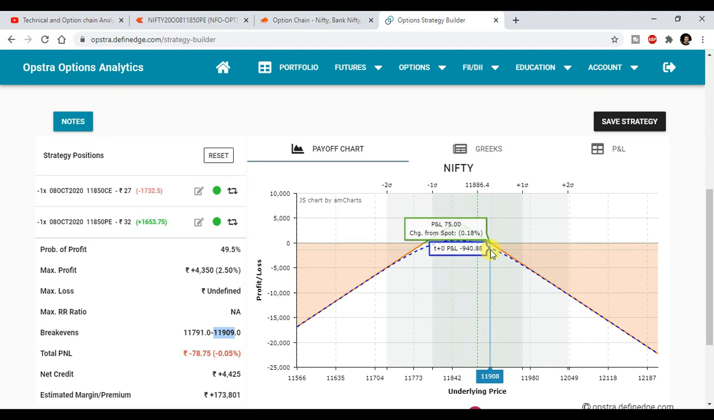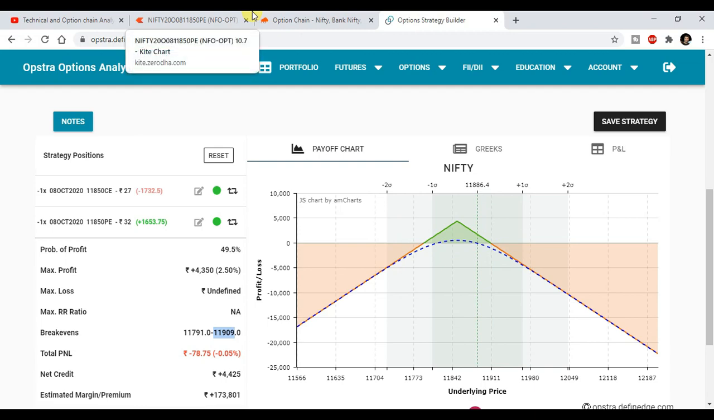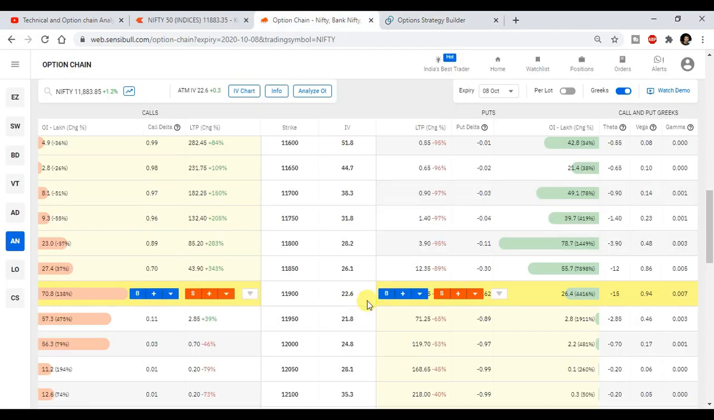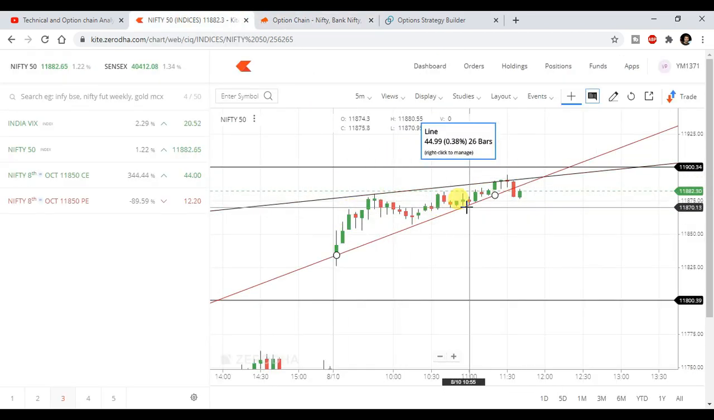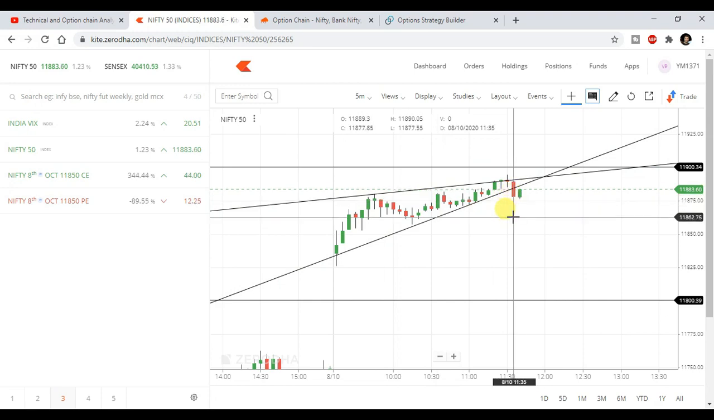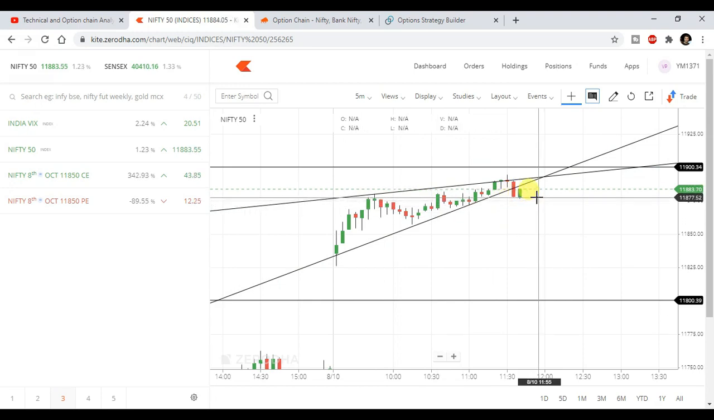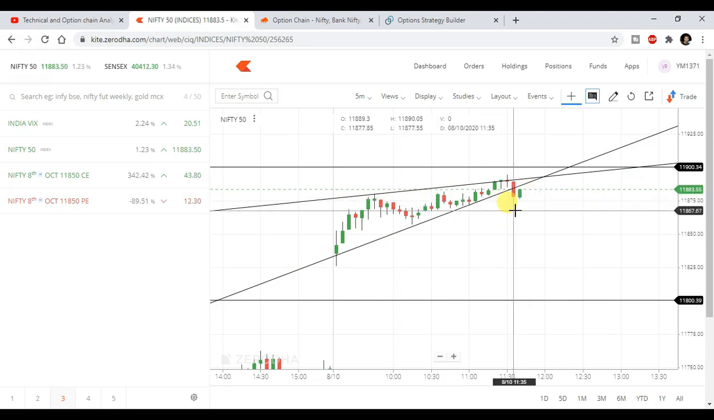If it breaks 11,900, then we have to do an adjustment. Again, I just want to add the reminder that we have to use this strategy only when we feel that the stock or index is going to be sideways. Now if we analyze the option chain, we can still see that 11,900 is a strong resistance. If we go to the chart, as we discussed, this was the upper wedge pattern, and we discussed that Nifty will correct for some points, and we can see the red candle.